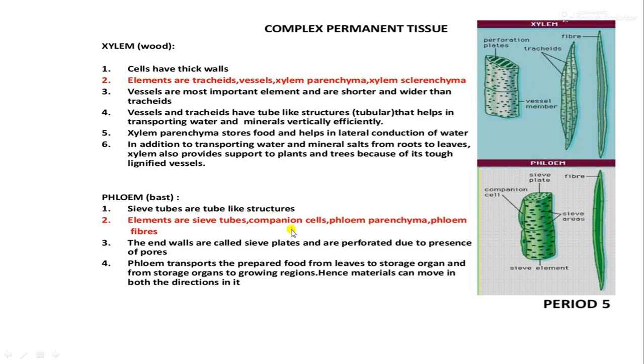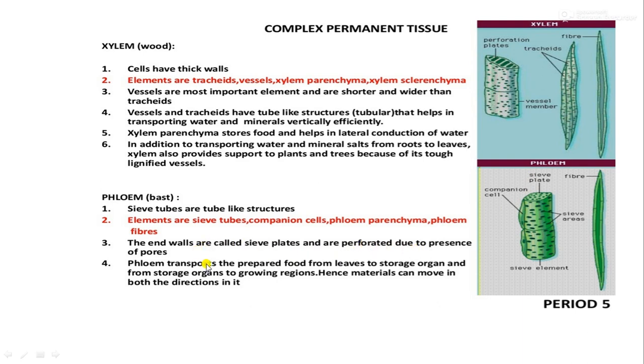Okay, so the end walls are called a sieve plate and are perforated due to the presence of pores. You can see the pores are there. Okay, so sieve plate. So what is the function of it? Sieving. When the food materials move, only the needed materials will move through. So the end walls are called a sieve plate and are perforated due to the presence of pores.